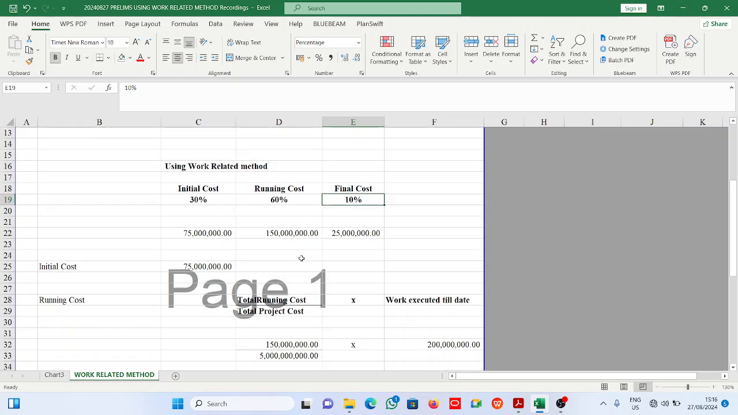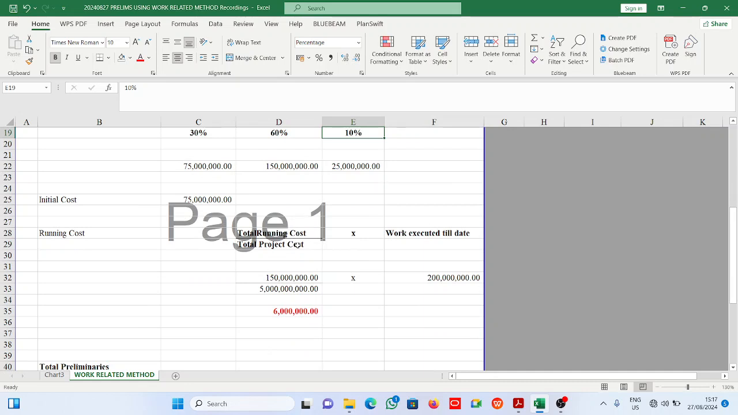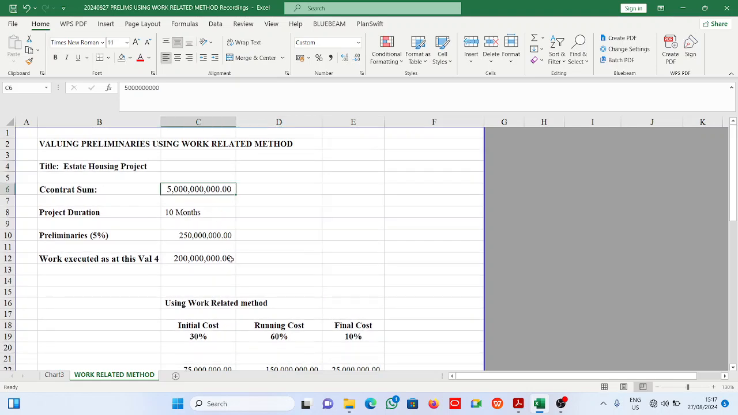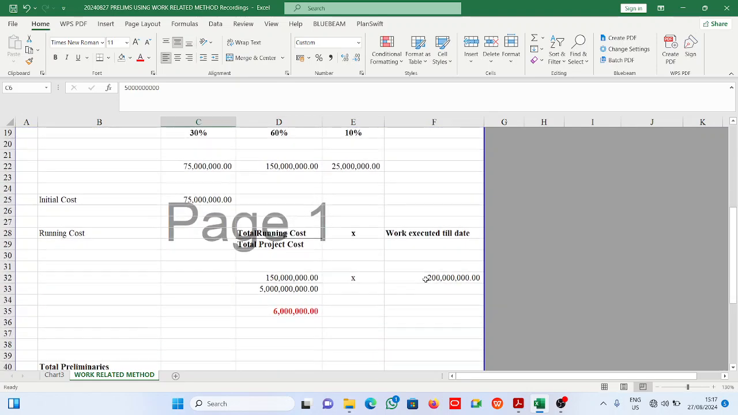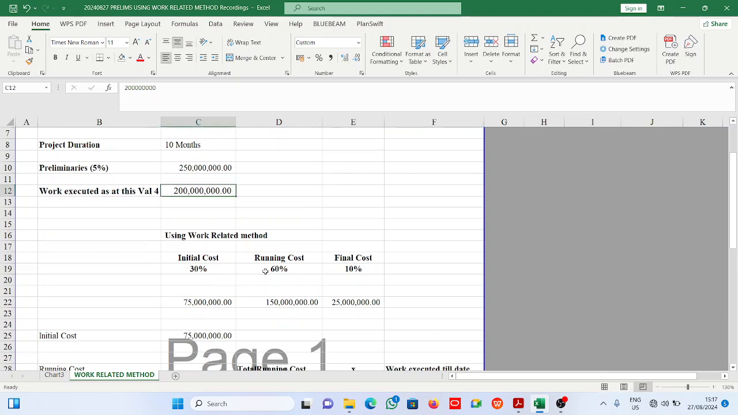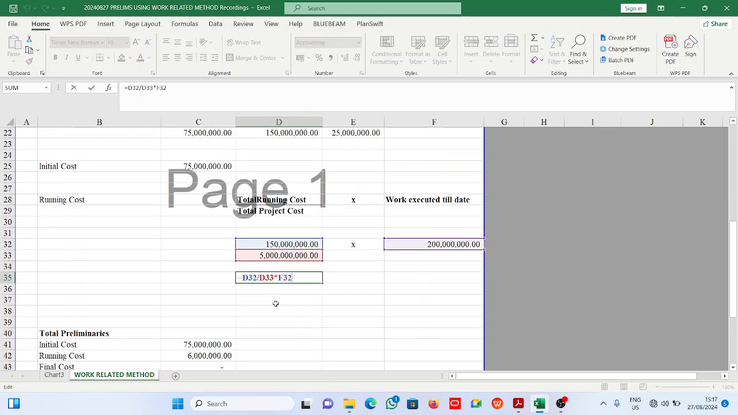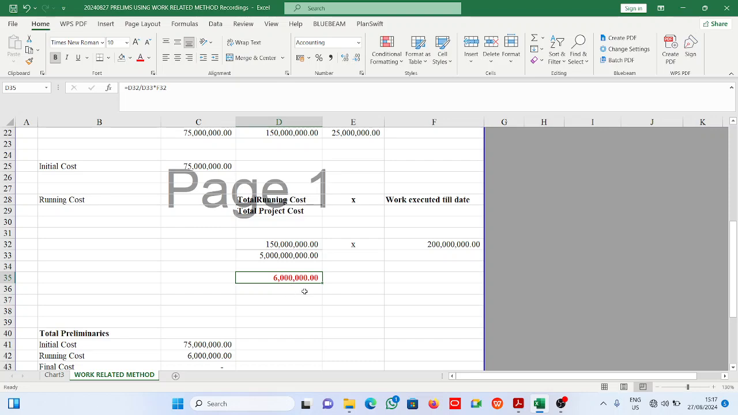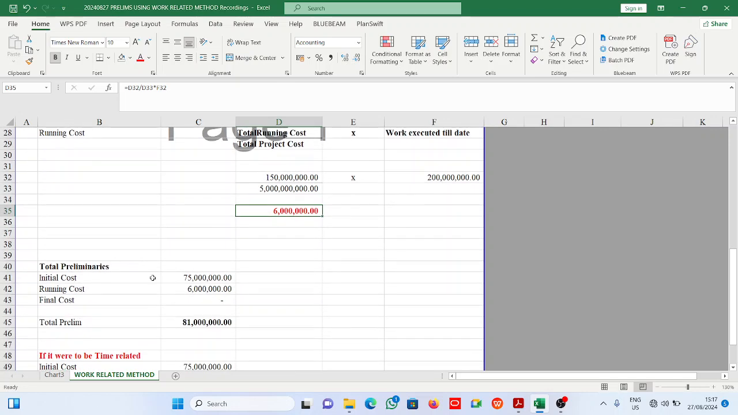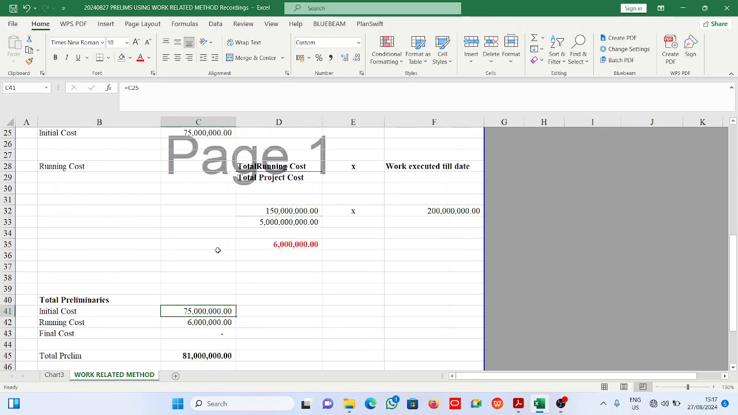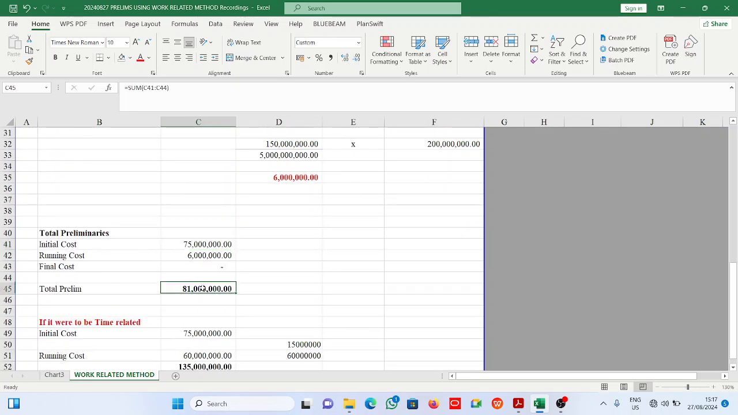All right, here we have the initial cost is 75 million. The running cost is calculated using this: total running cost divided by total project cost times work executed till date. And of course, in our project, we have total running cost to be 150 million, which is this. The total project cost is 5 billion, while the work till date is 200 million. So if I do the analysis, I'll be having 6 million for the running cost. Now the preliminaries here becomes 75 million, which is the initial cost, plus the running cost. That gives me 81 million.